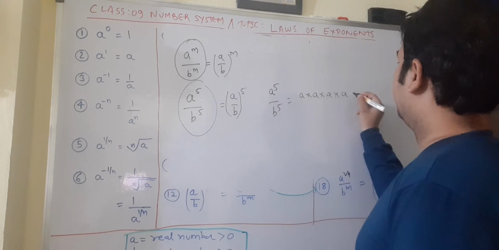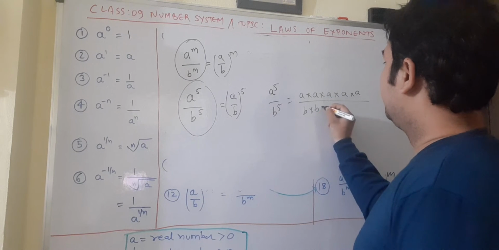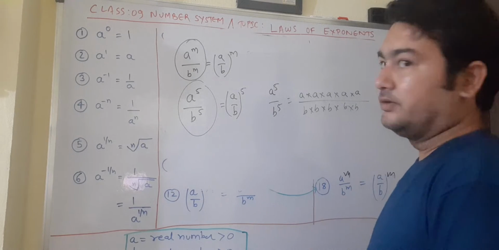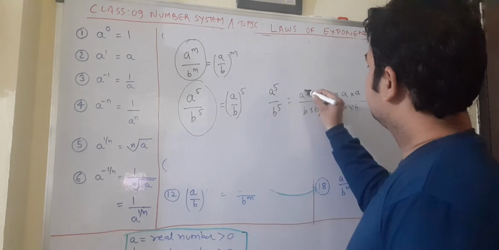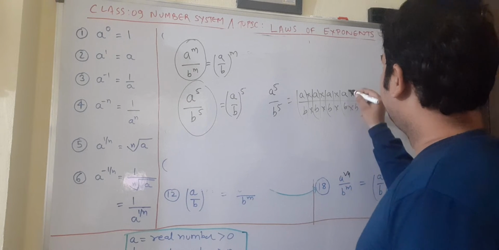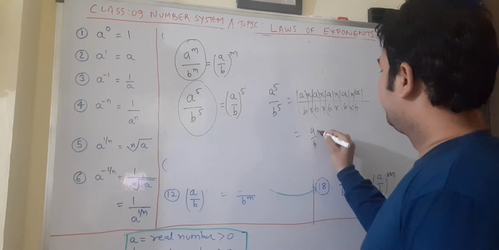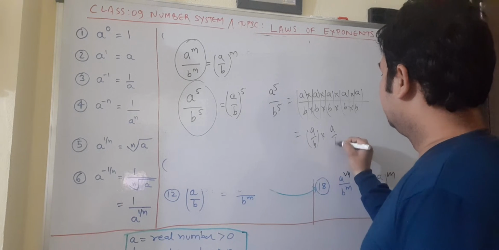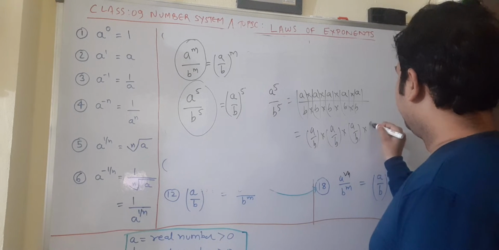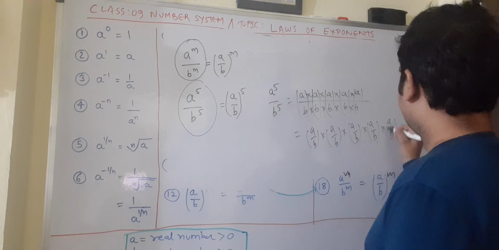1, 2, 3, 4 and 5. b is also repeating 5 times: 1, 2, 3, 4 and 5. You can make a pair a by b, a by b, a by b, a by b, a by b. What you will get? a by b into a by b into a by b into a by b and into a by b.